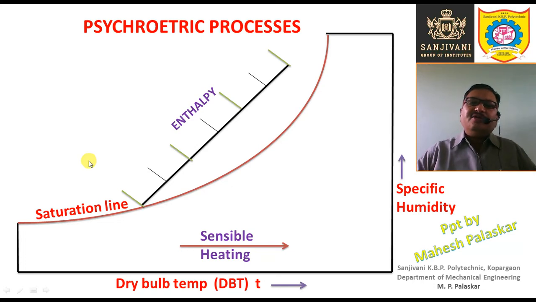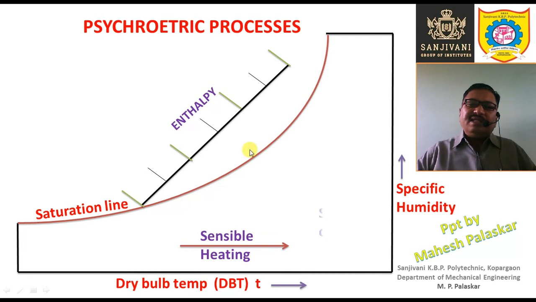In the examination you may be asked to represent the various processes, any one or two processes. So you have to draw the psychrometric chart like this, a small chart, and just draw an arrow like this and write there sensible heating, whatever is the process, right? So that is expected in the examination, minimum that is expected in the examination.